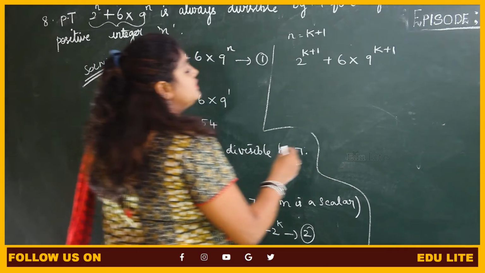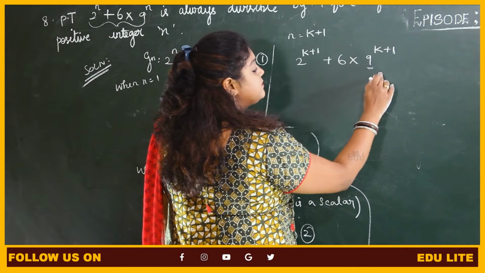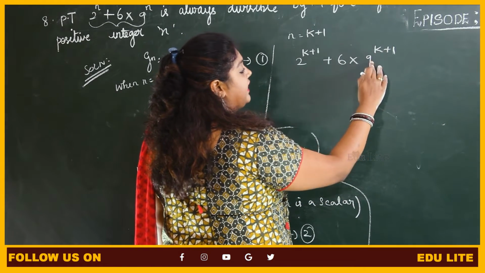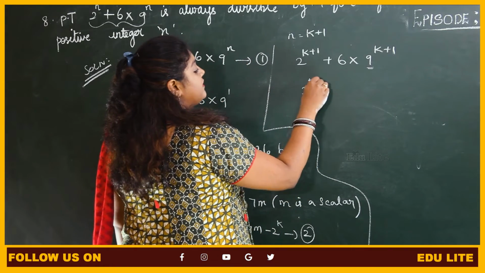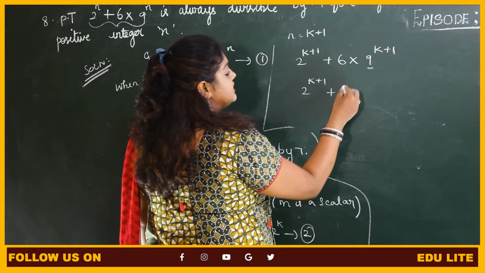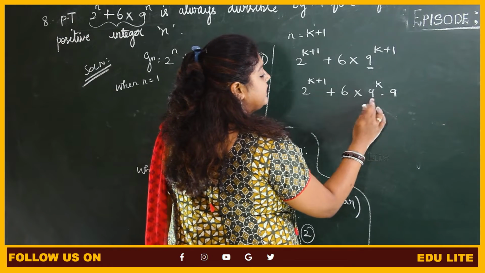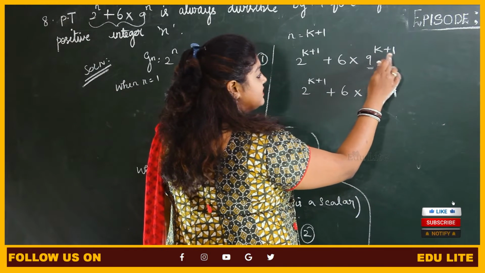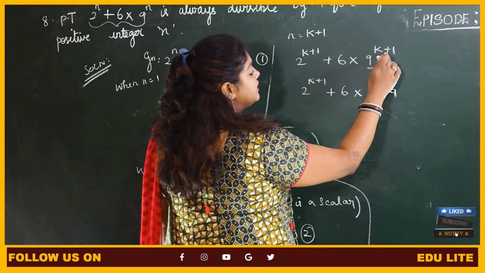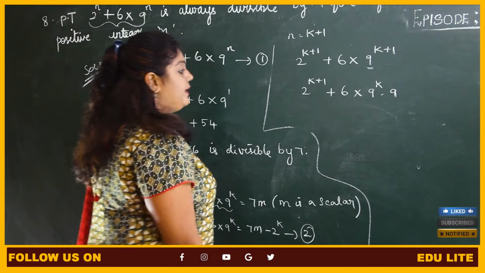What we are going to do is, this 9 we are going to split and write it as 9 power k, 9 power 1. 2 power k plus 1 plus 6 into 9 power k into 9. Because when the base is equal, we can add the powers. We have the powers in two terms, so we have split the base.